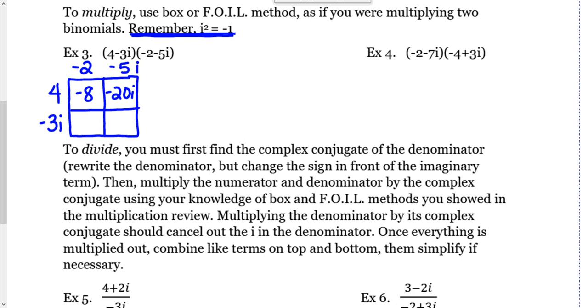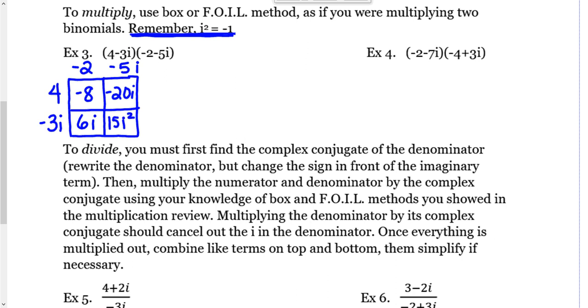Negative 3i times negative 2, I'm sorry, is 6i. I get a lot of people every once in a while who get things like that wrong just because you don't think about the fact that you have a double negative. It creates a positive. Then you've got negative 3i times negative 5i. Negative 3 times negative 5 is 15. i times i is i squared.